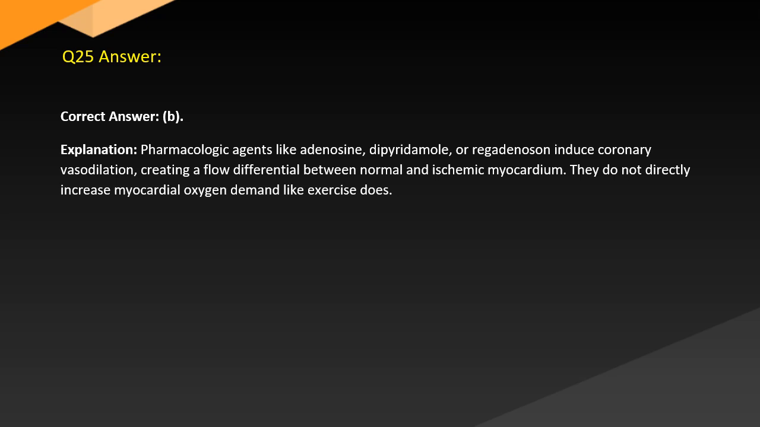Answer. Correct answer: B. Explanation. Pharmacologic agents like adenosine, dipyridamole, or regadenoson induce coronary vasodilation, creating a flow differential between normal and ischemic myocardium. They do not directly increase myocardial oxygen demand like exercise does.